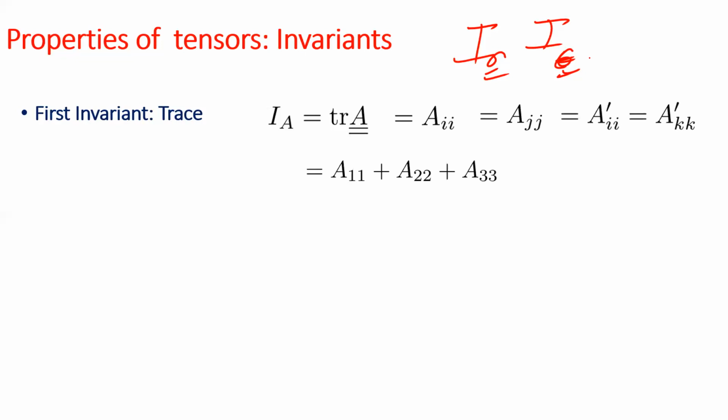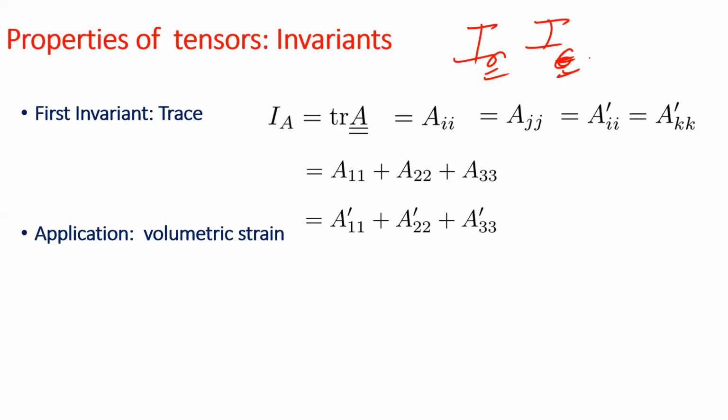And what exactly is this trace? It is A11 plus A22 plus A33, and likewise for any other coordinate system. Where is this used? Typically in volumetric strain, which will come up in the next series of lectures. When you're dealing with volumetric strains, it is easier to represent them in terms of the trace.